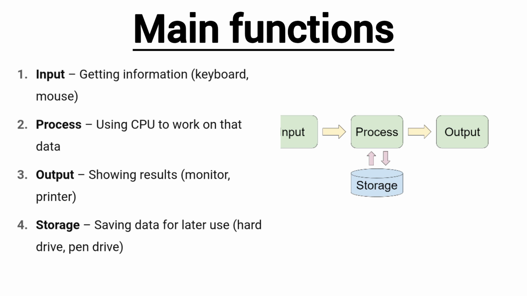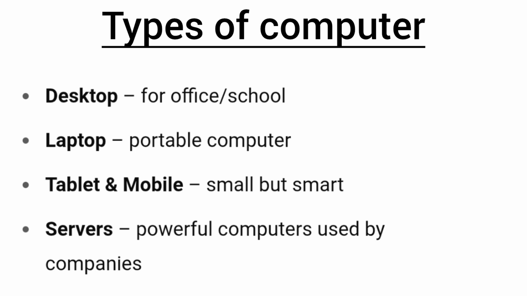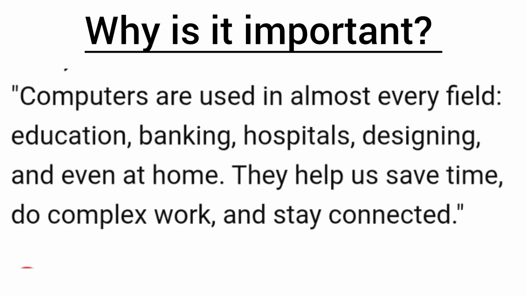Input: getting information. Process: using the CPU to work on that data. Output: showing results. Storage: stores data. Next is the types of computer: desktop for office and school, laptop, a portable computer, tablet and mobile, smart but smart. Servers, powerful computers used by companies.